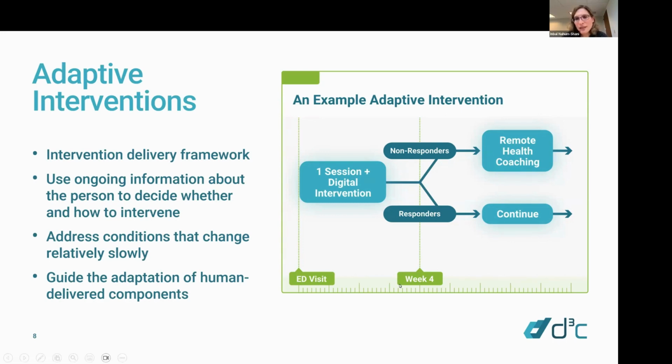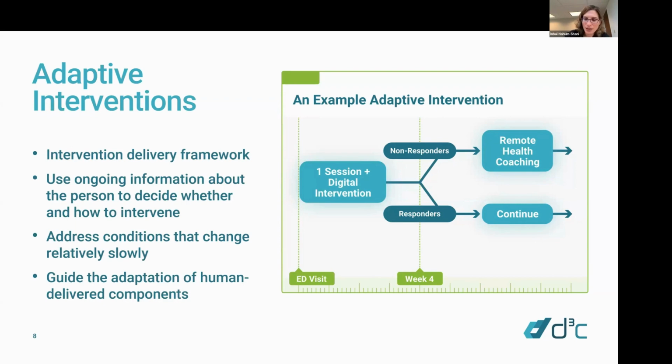The second thing to notice is that the adaptation process here happens on a relatively slow time scale. It happens 4 weeks after program initiation. Why? Because we're trying to address conditions that change relatively slowly. We're trying to address early signs of non-response to this minimal support, which is expected to unfold over 4 weeks. That's why we adapt the intervention 4 weeks after program initiation. That's why we adapt the intervention on a slow time scale.